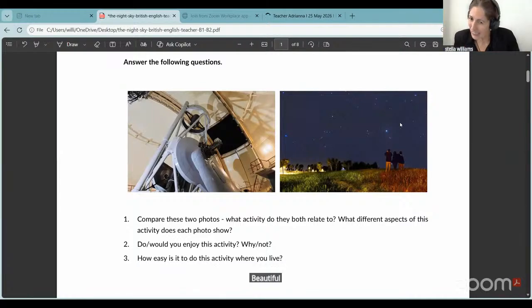Beautiful. Thank you for sharing, Rosalba. Beautiful tradition, eh? And who else? Laddie, would you like to share?